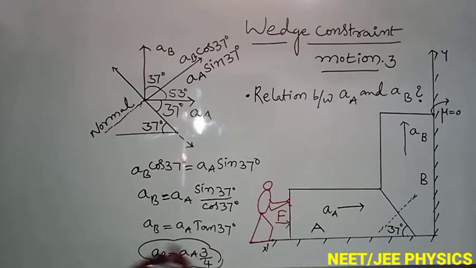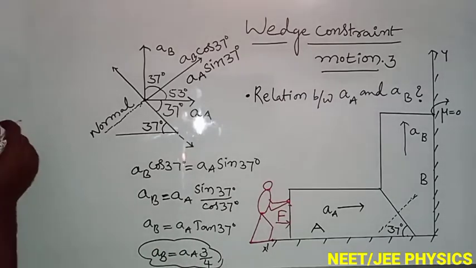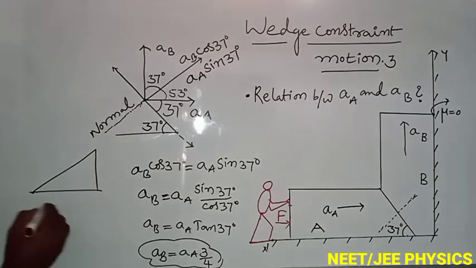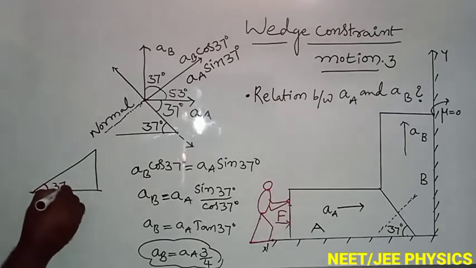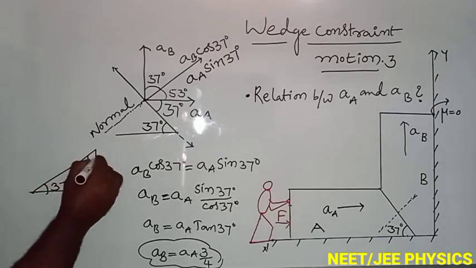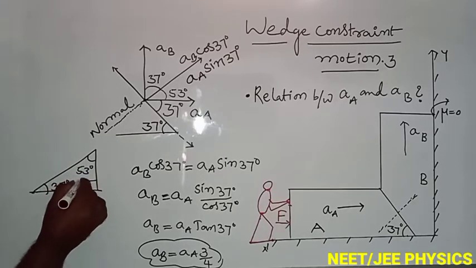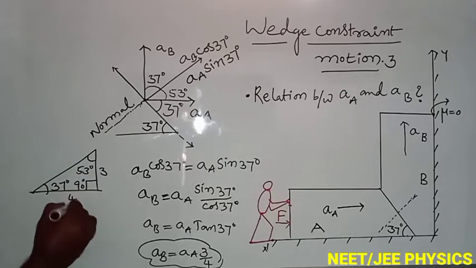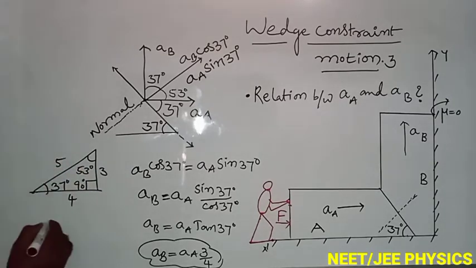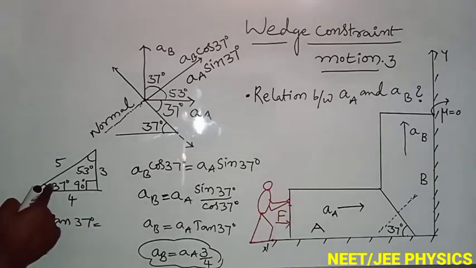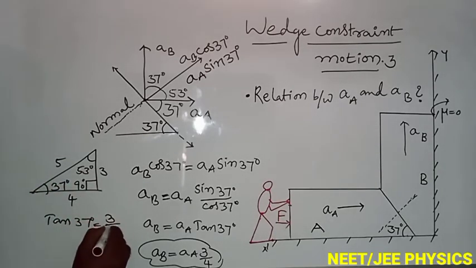So how do we get this value? You can take the triangle. Look at this small triangle. You can see here, this is 37 degrees, this is 53 degrees, this is 90. The sides are 3, 4, 5. From this triangle, tan 37 equals opposite side by adjacent side, 3 by 4. So like this we can find the relation between A and B.